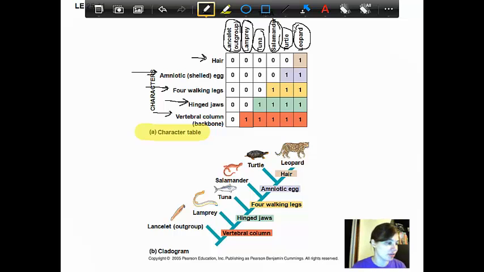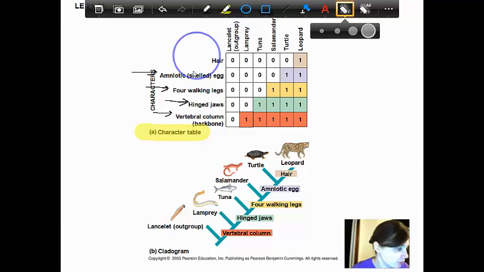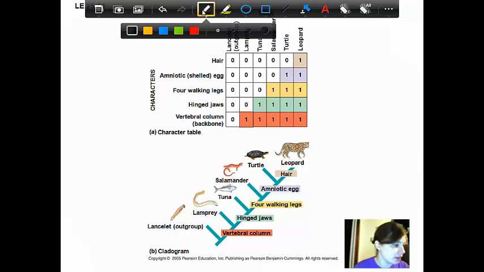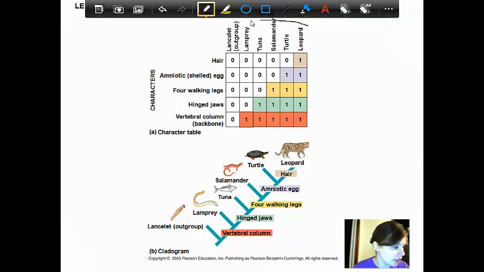So the derived characters for this whole group, let me erase them here so that we can get around this writing a little bit. If we look at this group of the leopard, lamprey, tuna, salamander, their derived character is the backbone. The lamprey has the backbone, the tuna has a backbone, the salamander has a backbone, the turtle has a backbone, and the leopard has a backbone. So they all have a derived character of a backbone.